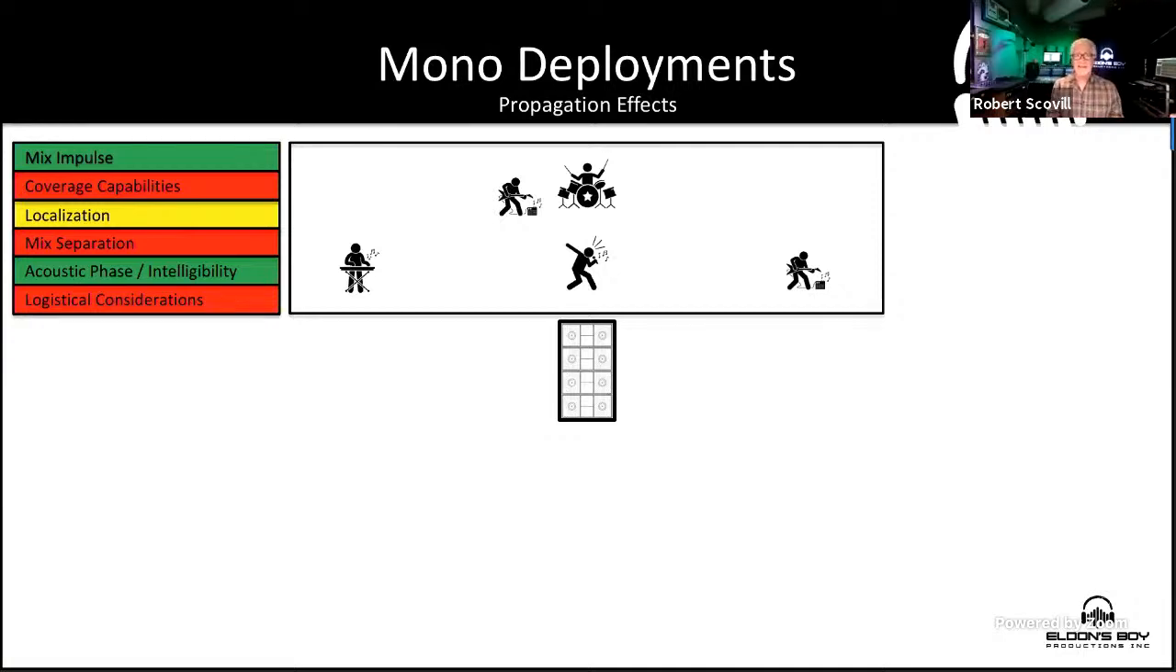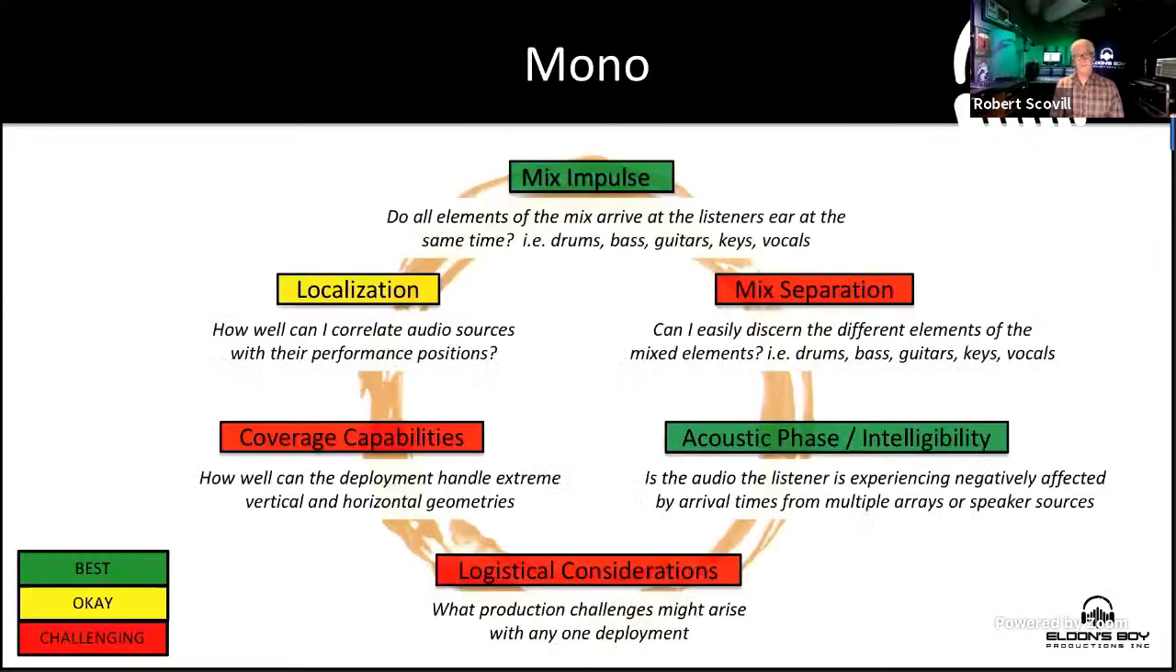Okay, so you're kind of getting the idea here. This is kind of what we're going to shoot for. We're going to kind of grade, if you will, all of these different formats. So mono, obviously its strong suits are mix impulse and acoustic phase. Localization's okay, but things like mix separation, coverage capabilities, logistics, that is hard to do in large scale concert sound. We're not mixing through an Orotone here. We are mixing through a large PA system that's trying to cover a big audience area, right?